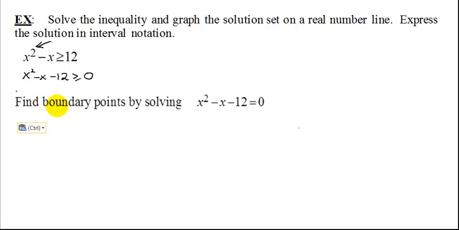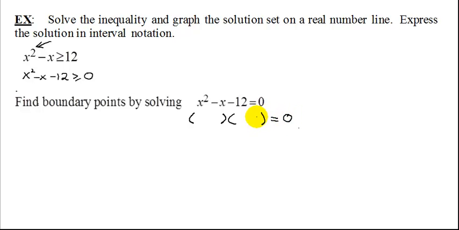And the way we find the boundary points is by changing this inequality to an equal sign. As you can see right here, I've turned the greater than or equal to into an equal sign because we know how to solve a quadratic equation. So we're going to solve this quadratic equation. It's a simple quadratic equation, everything on one side, 0 on the other. Leading coefficient is a 1, so this should be fairly easy to factor if it does factor.